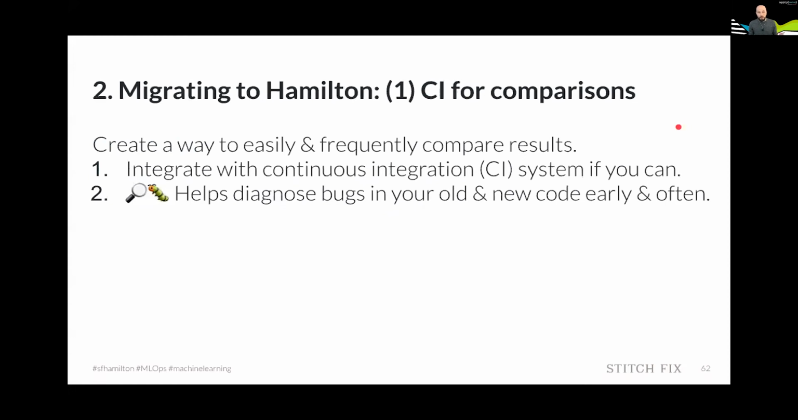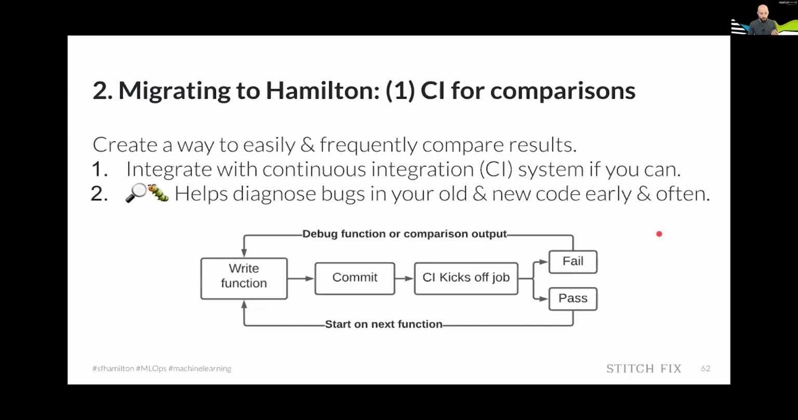The other tip is if you're migrating to Hamilton. What we did at Stitch Fix, the Fed team was a pretty big migration. To help with that, we created a continuous integration system to make it really easy to compare results frequently as things were going along. This helped to diagnose bugs as we went along. And actually, most of the time, it was finding bugs in their old implementation, not the new one.